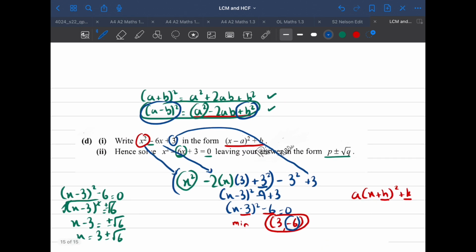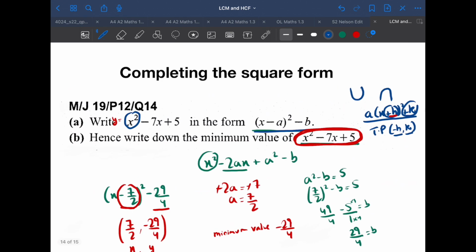So this was all about the completing the square form.